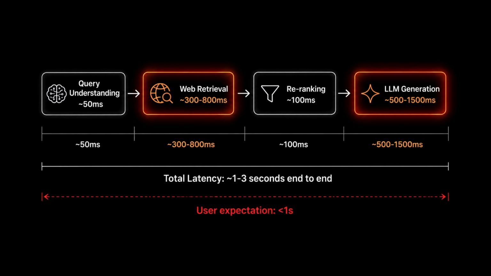So that's a lot. And the tricks the industry uses are aggressive caching of common queries, speculative retrieval, that is, start fetching before query understanding is done, streaming the answer token by token so it feels fast even if total generation takes 2 seconds, and running retrieval and partial generation in parallel where possible. Perplexity uses streaming really well. You see the answer actually being built, which changes the perception of speed even if actual latency is the same.